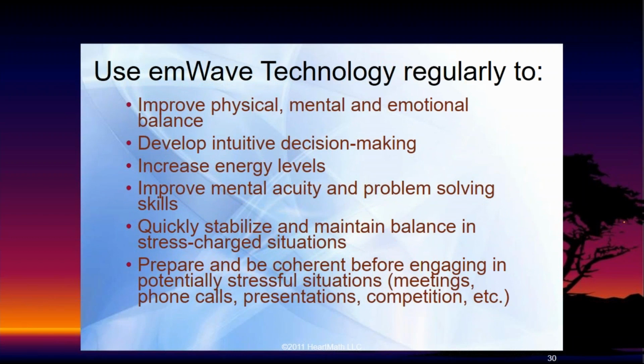So the M-Wave technology, or the Inner Balance as well, improves physical, mental, emotional balance, intuitive decision making, increases our energy levels, improves mental acuity and problem solving skills, quickly stabilizes and maintains balance in stress-charged situations, and prepares us to be coherent before engaging in potentially stressful situations, such as going into meetings or a difficult phone call that you might have to make, or a presentation like this presentation today. I did HeartMath before I started, and I always do. So it does help tremendously with that. In competition, there are even lots of athletes that are using HeartMath now as well to increase their optimal performance. And all of these points that you see on this slide are backed up by the various research that we touched on earlier, and others, of course.